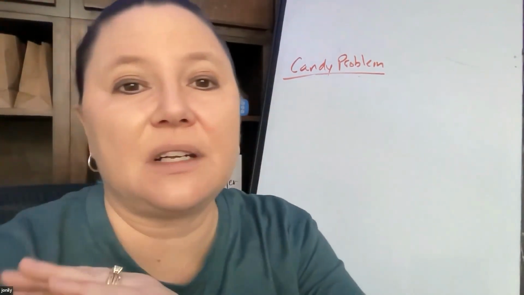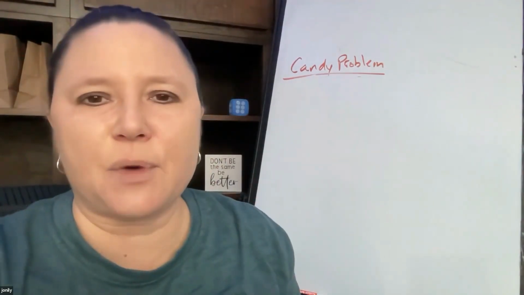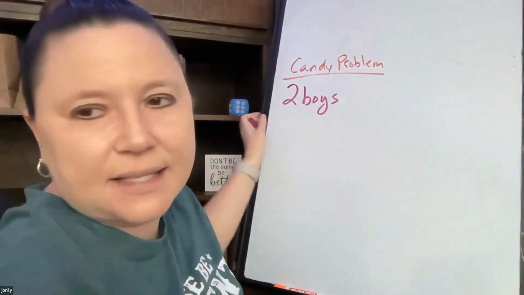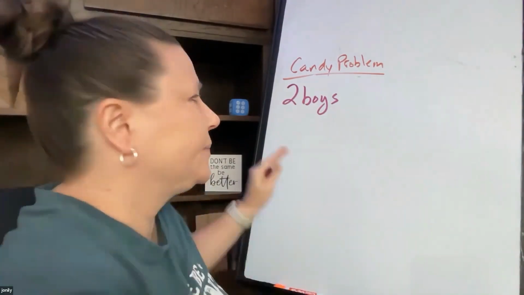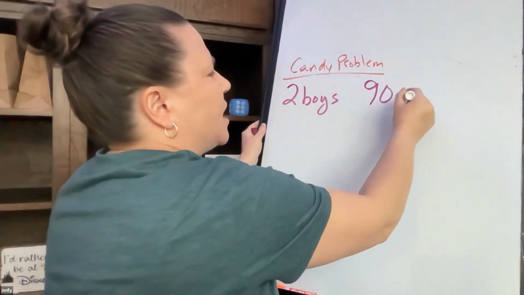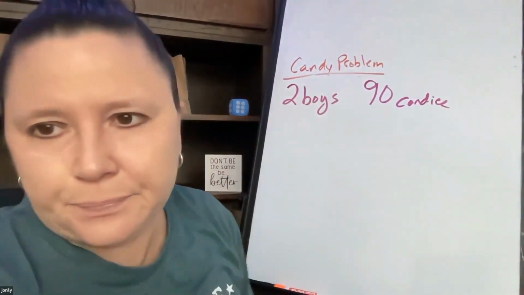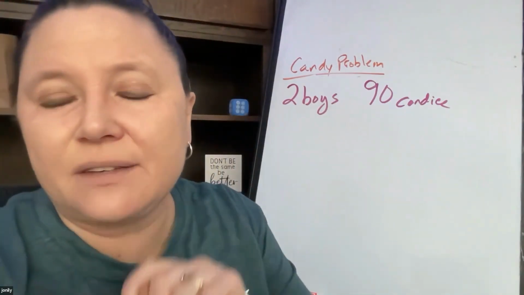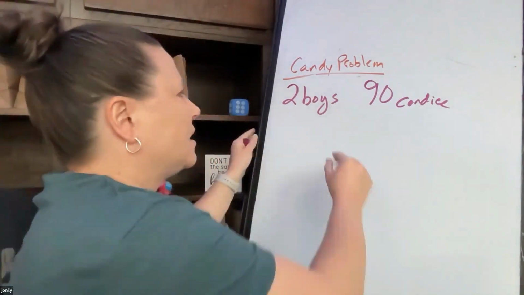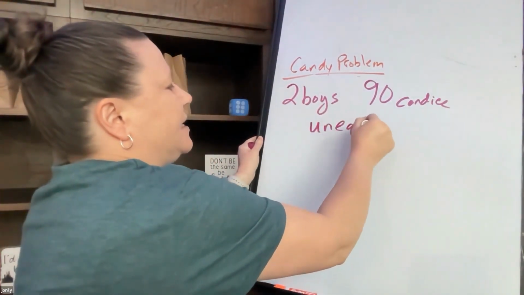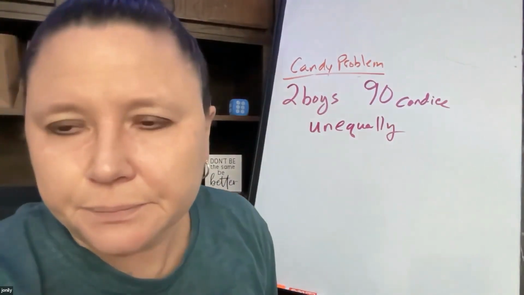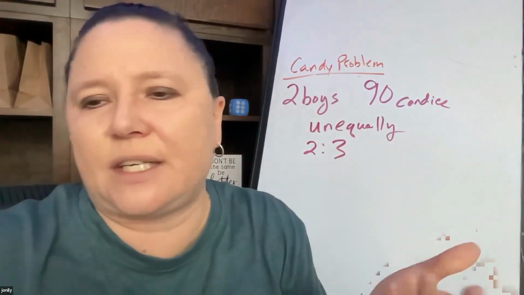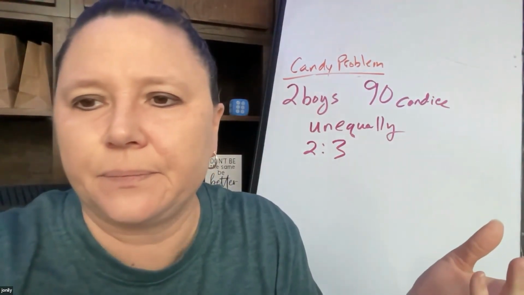Now, for those of you that have never seen this before, I'm going to introduce the candy problem to you right now. We have 2 boys. Everybody okay so far? And I'll say that to my kids. Everybody okay? Got 2 people, okay? The original candy problem is 90 candies. Now that can change and be different. And for those of you that have never seen this before, these boys are sharing the candies unequally, such that one boy gets 2 and the other boy gets 3. See how quick that is to just introduce it to kids that have never seen it before?